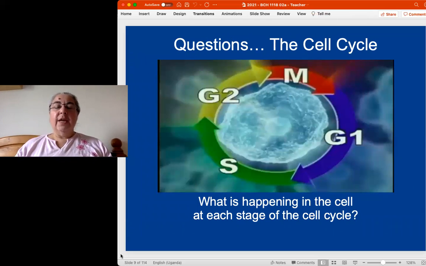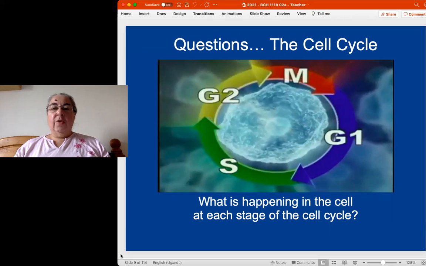I'm hoping that that video has left you asking some questions. We saw the cell cycle described and drawn out like this, but I hope that you're wondering exactly what's going on inside the cell at each of those stages. That's the first thing we're going to be looking at today.